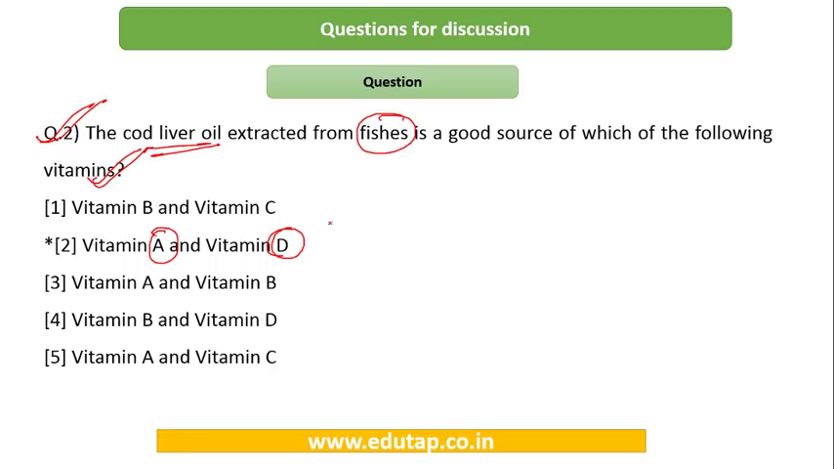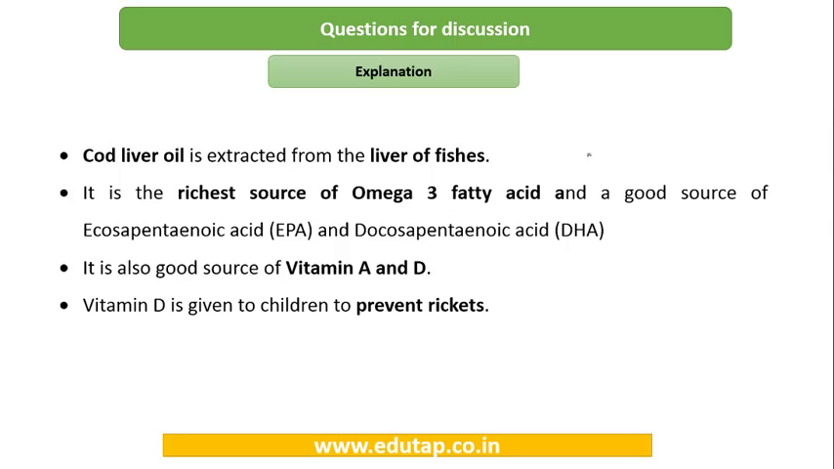Now this might sound like a simple question, but sometimes we tend to get confused, so just keep in mind it is vitamin A and vitamin D, right? Cod liver oil is basically extracted from the liver of fishes, that's why it's called cod liver oil, very simple. Now this particular cod liver oil is the richest source of omega-3 fatty acids. So keep this in mind. You might also get a question asking cod liver oil is the richest source of which of the following, and you might get this as one of the options. So you need to keep this in mind.